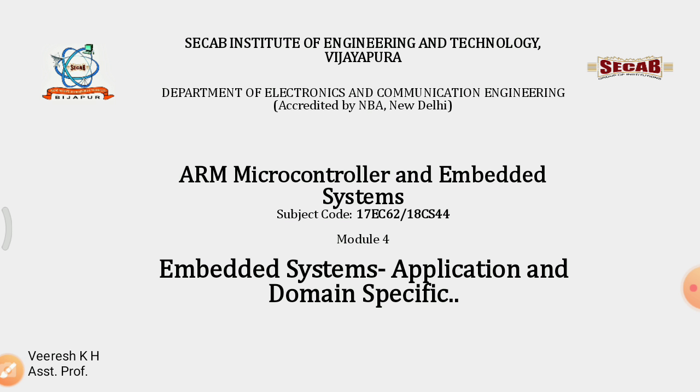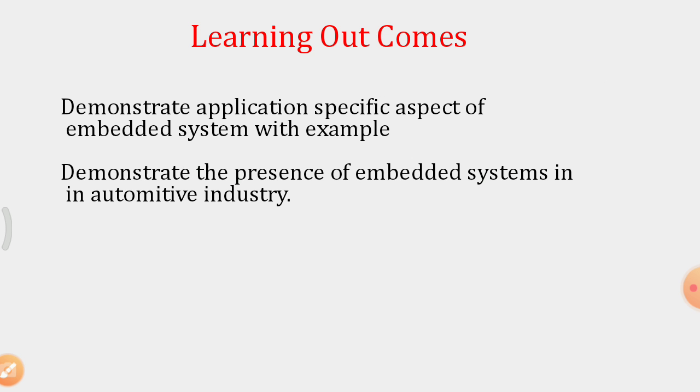Today I am going to explain application specific and domain specific embedded systems. Let us have a look. After going through this section, the students will be able to demonstrate application specific aspects of an embedded system with one example that we are going to see here, and then they are able to demonstrate the presence of embedded systems in the automotive industries. Let us go through.